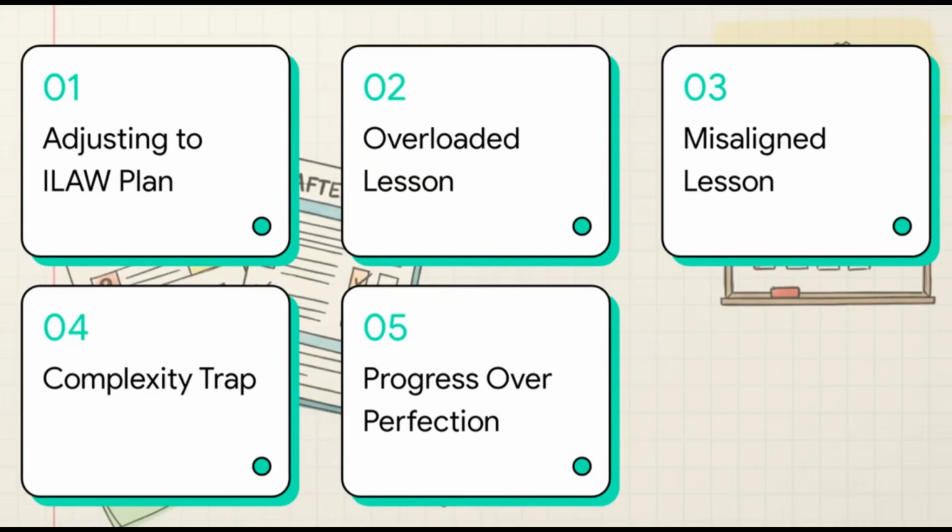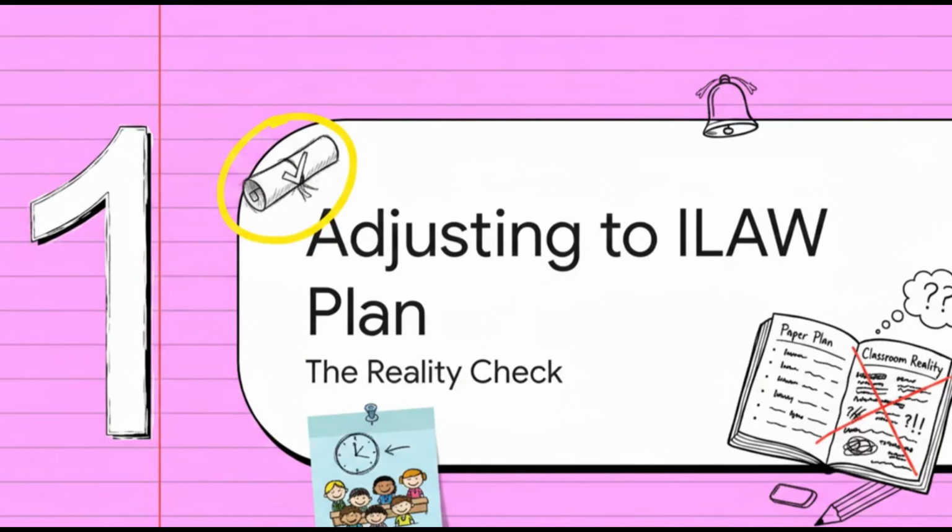Here's a quick look at our friendly roadmap for today. We'll start with adjusting to the ILAW plan, then tackle three major traps: the overloaded lesson, the misaligned lesson, and the complexity trap. And finally, we'll wrap up with a focus on progress over perfection. All right, let's jump right into Section 1, Adjusting to the ILAW Plan, the Reality Check.